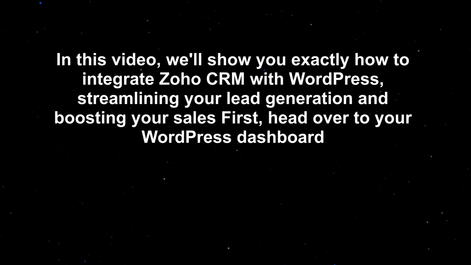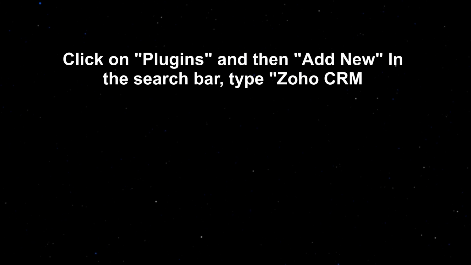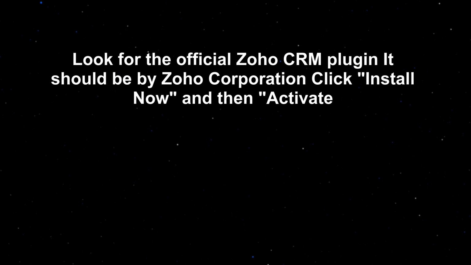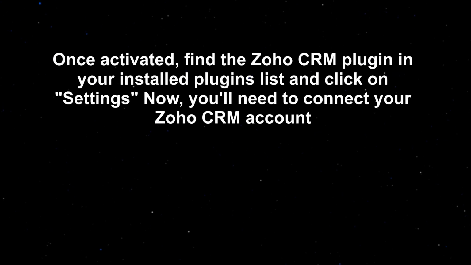First, head over to your WordPress dashboard. Click on Plugins and then Add New in the search bar. Type Zoho CRM. Look for the official Zoho CRM plugin. It should be by Zoho Corporation. Click Install Now and then Activate. Once activated, find the Zoho CRM plugin in your installed plugins list and click on Settings.